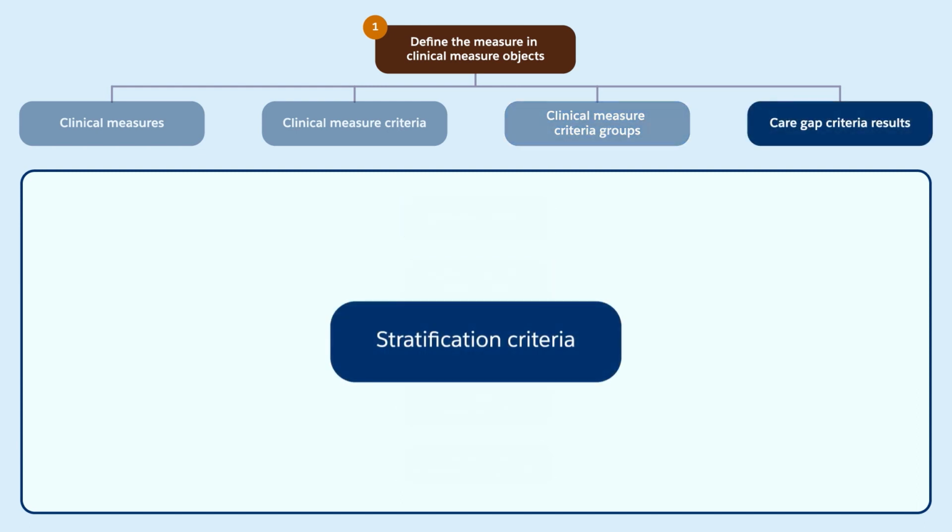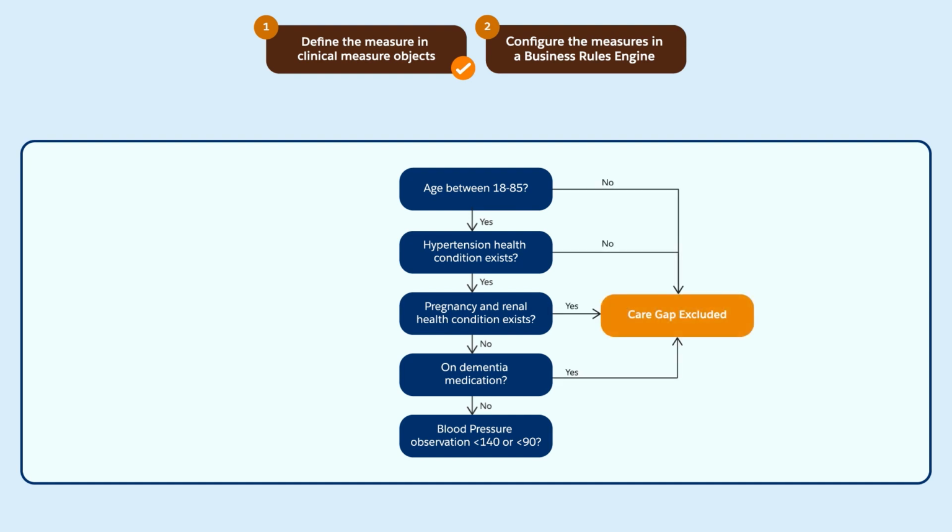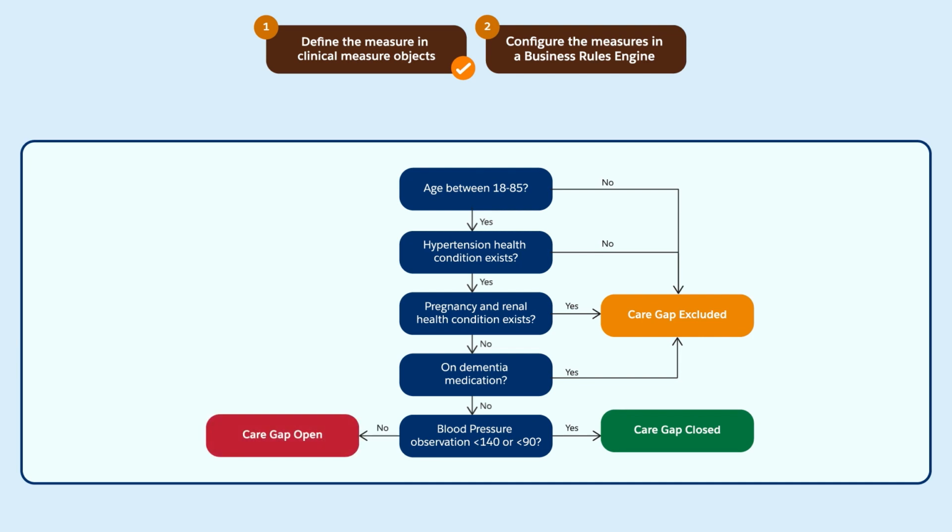Next, let's understand how measure criteria are used as conditions in a rules engine. The business rules engine evaluates patient records against the criteria. To do this, the engine uses custom logic that works as if-then statements and deems the care gap outcome as excluded, closed, or open. A care gap is excluded as soon as one of the criteria in the first expression set is not met. When the status is excluded, there's no further evaluation.